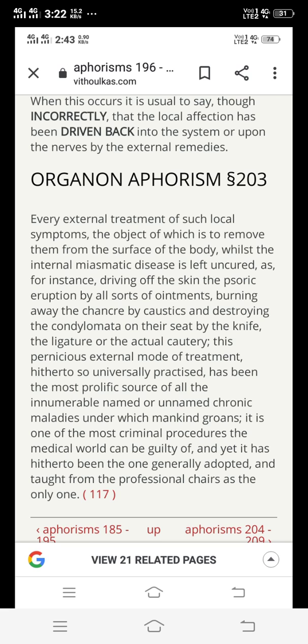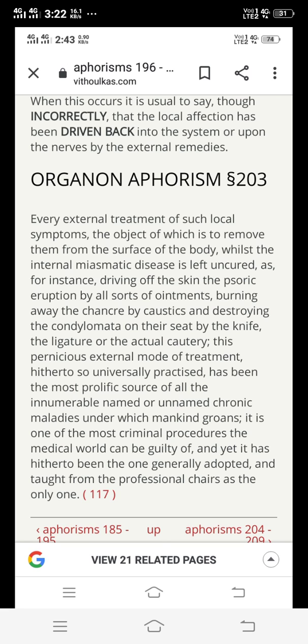So in this aphorism they mainly explain that every external treatment of such local symptoms, the object of which is to remove them from the surface of the body whilst the internal miasmatic disease remains uncured, that is, when you use the external mode of treatment for these local symptoms, the internal miasmatic disease remains uncured or is left uncured.